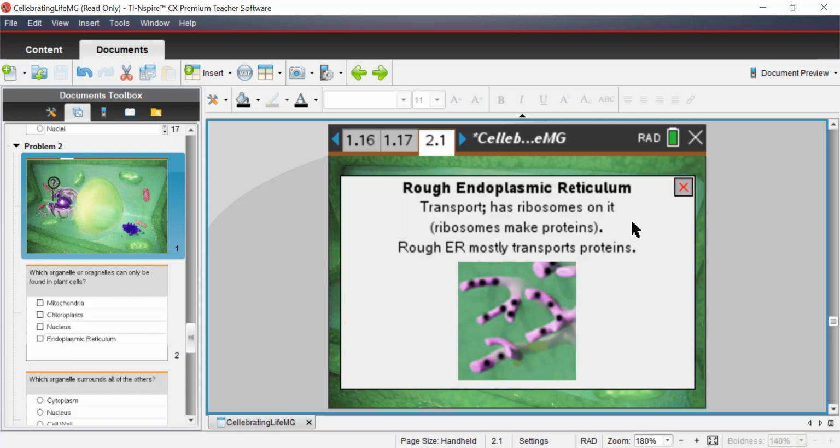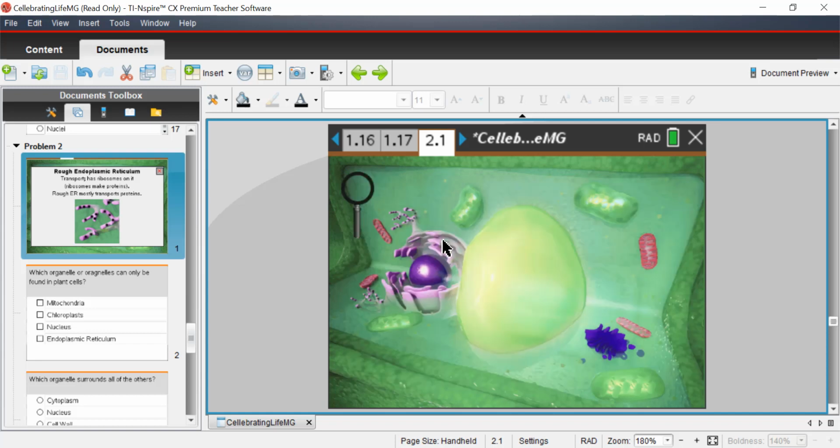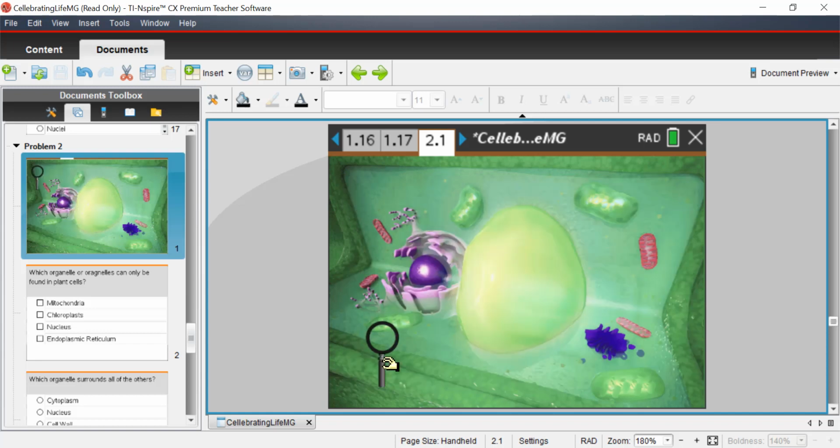These look odd. What are these things? Okay, the rough endoplasmic reticulum. You remember the rough ER in animal cells was responsible for helping to make proteins and transportation, so rough ER mostly transports proteins. Smooth ER transports other things like lipids. Rough ER transports proteins. What else can we identify here?